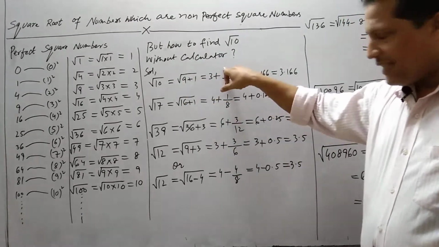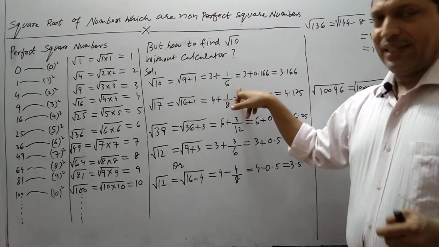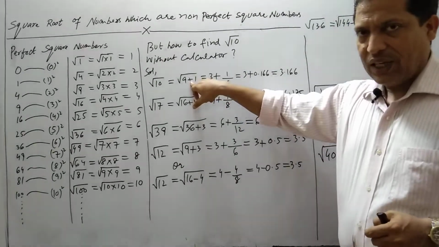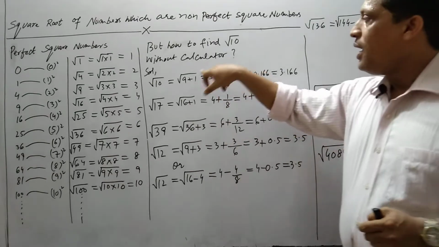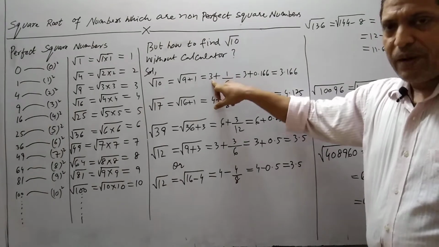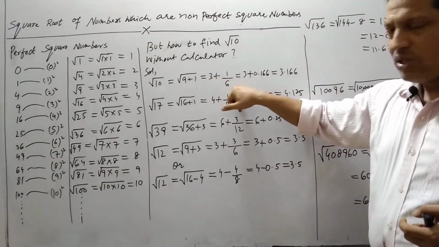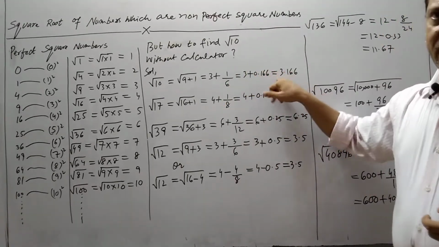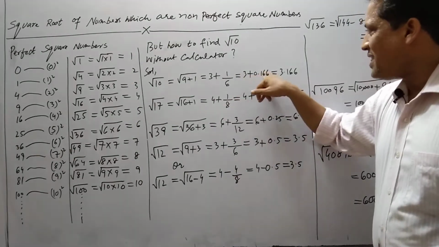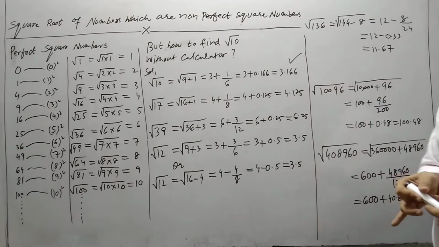Write this 3 as it is and multiply this number by 2. 3 twos are 6. If the sign is plus, you must write plus over here. The number 1 is written the same, upon 6. So 3 plus 1 upon 6 is 0.166. You can easily divide 1 by 6. So 3 plus 0.166 is 3.166. And this is the square root of 10.